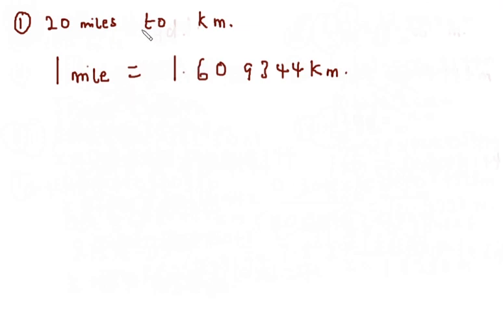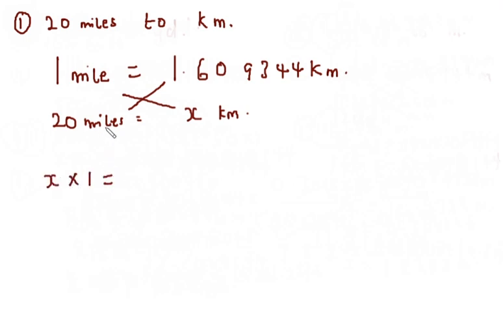Okay, so for this example, to convert 20 miles, we say 20 miles is the equivalent value of... we do not know the value, so we are going to represent it as x kilometers. So to find our x, we cross multiply the values here. So x times 1 is equal to 20 times 1.609.